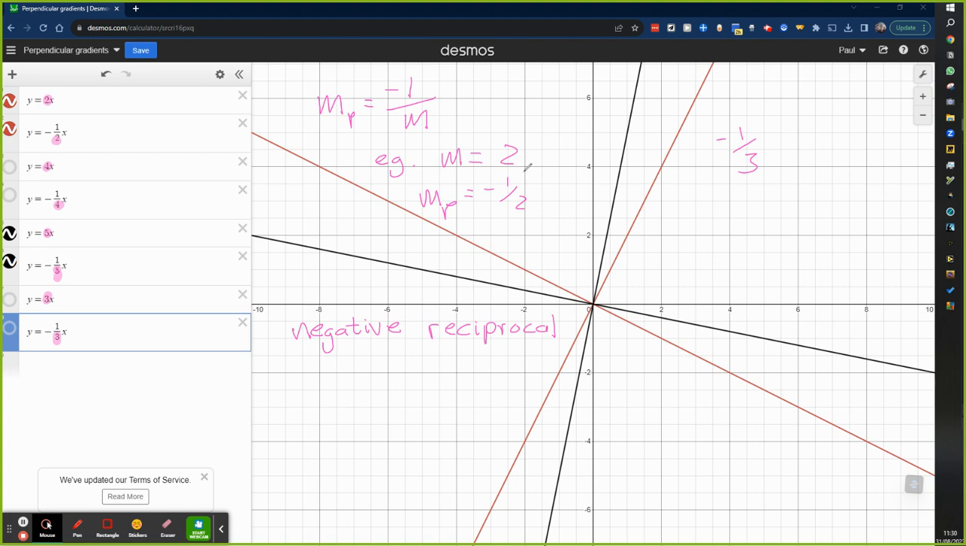Okay, but it works both ways. It's important to realize that we don't say this is the perpendicular gradient and this is the normal. That doesn't make any sense. It's more like this is the perpendicular gradient of that one, but also this is the perpendicular gradient of that one.